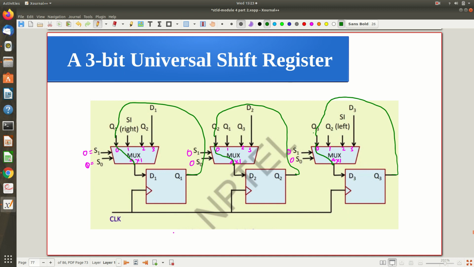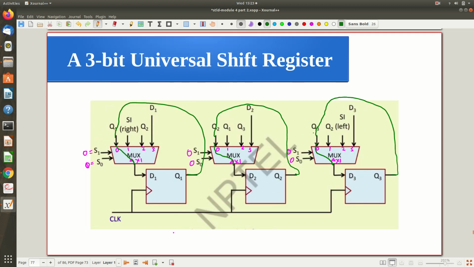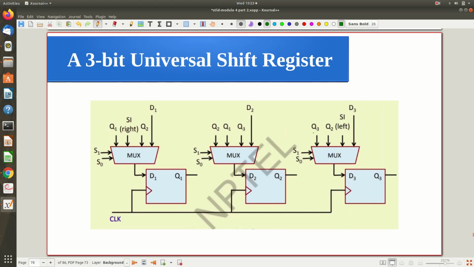Similarly, now let's see. What about the second combination? S1 is equal to 0 and S0 is 1, right? So let's see here. This corresponds to 0 1. Here also 0 1, and this 0 1, and the inputs are like this: this is your input 0, input 1, input 2, input 3. Here also 0, 1, 2, 3. Here also 0, 1, 2, 3, and you know 0 1 corresponds to this one.